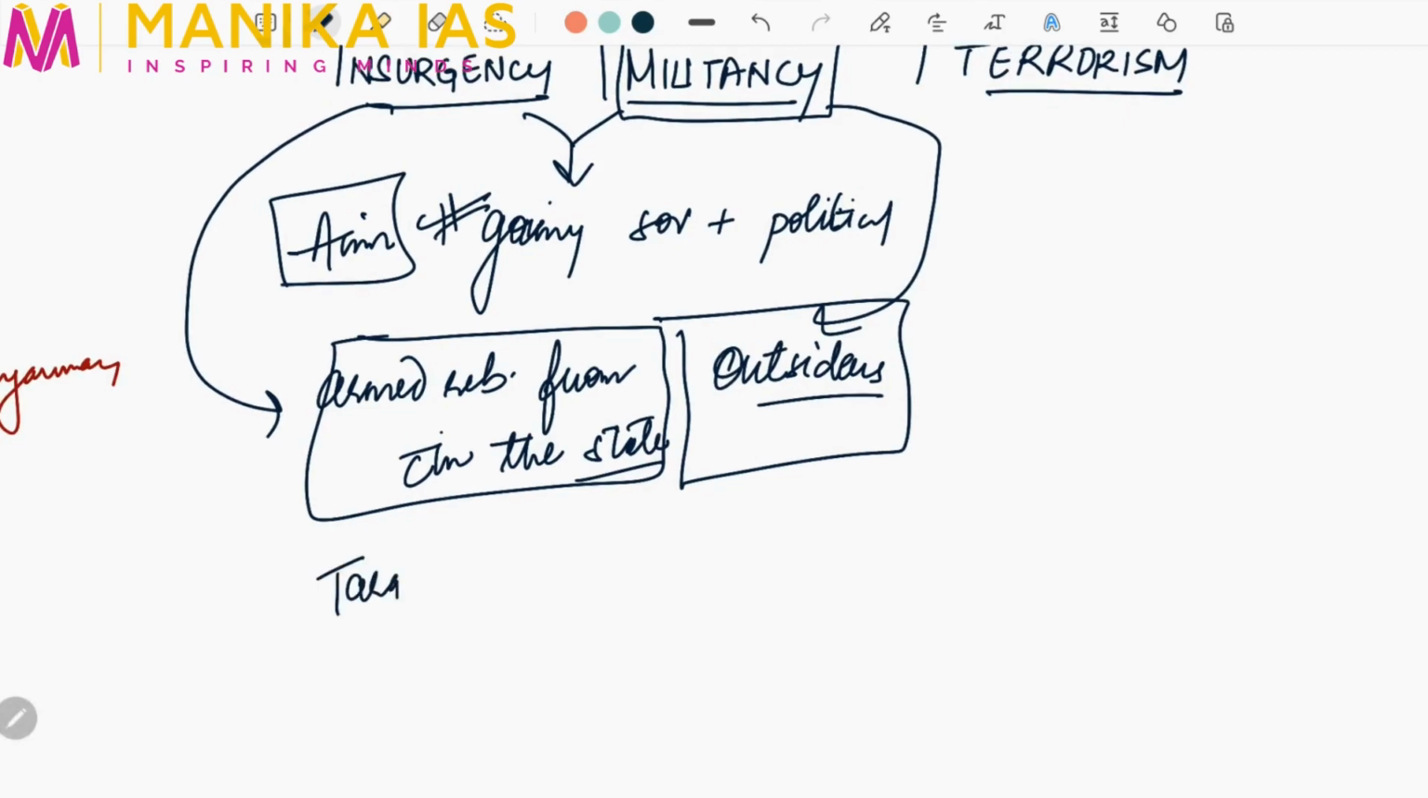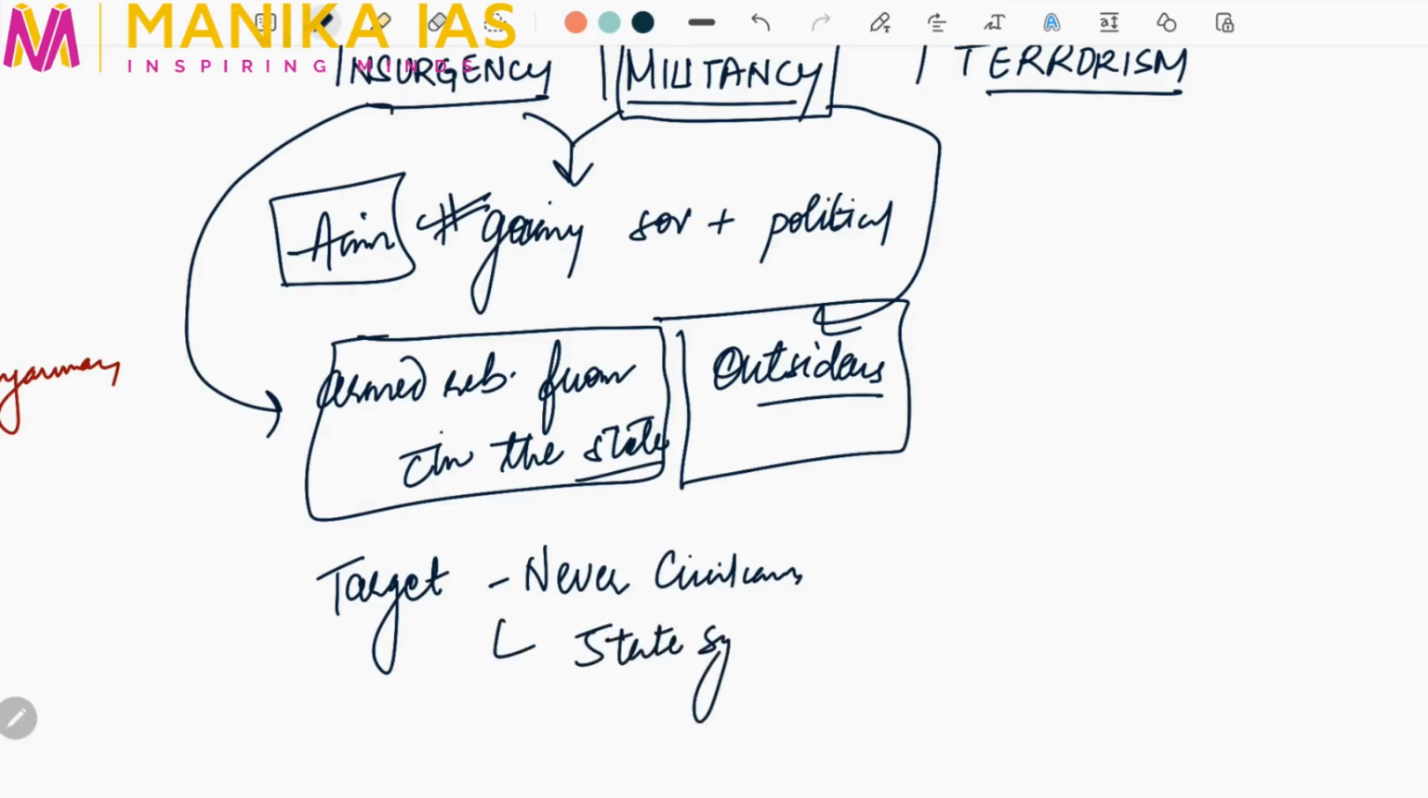Further, their target is never civilians. They always target the state symbols. While we were discussing extremism in mainland India, we discussed that they always attacked the state symbols and physical infrastructure. Then they attacked politicians, the army, and police forces. So these all are state symbols. This is their main target, and their aim is to gain sovereignty and political power. Now this was about insurgency and militancy.